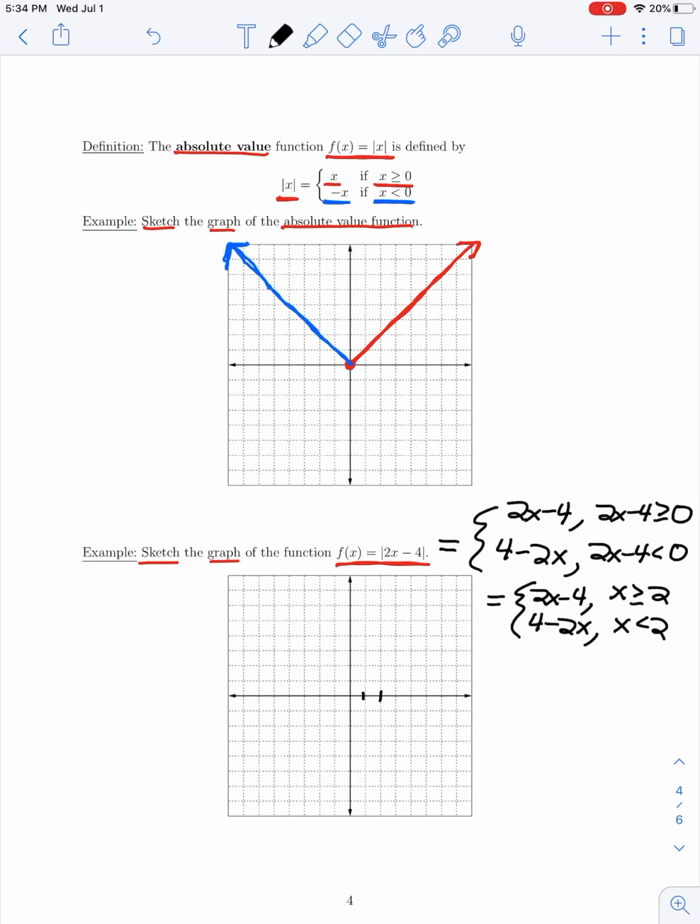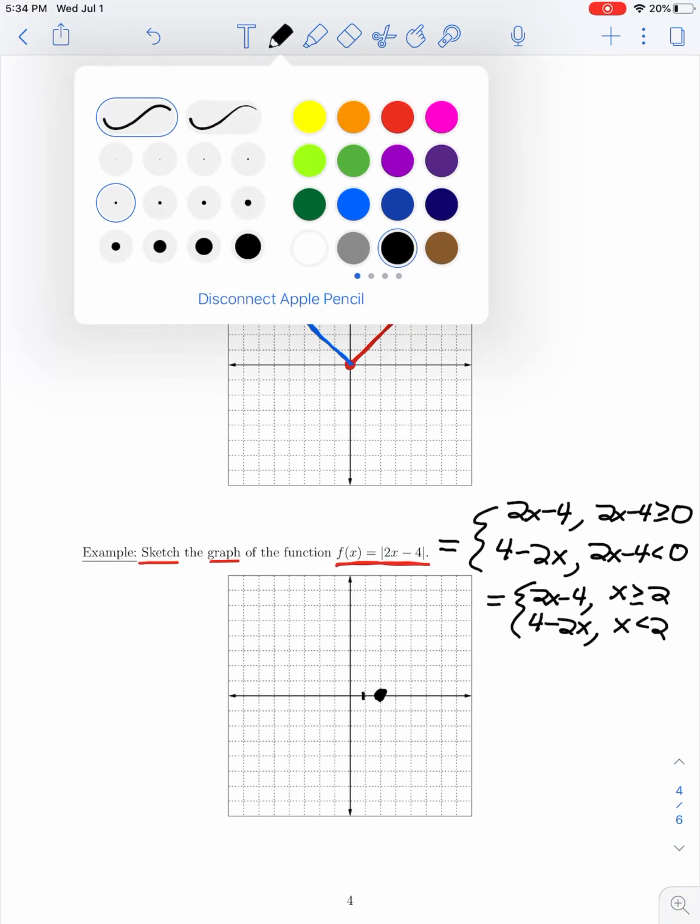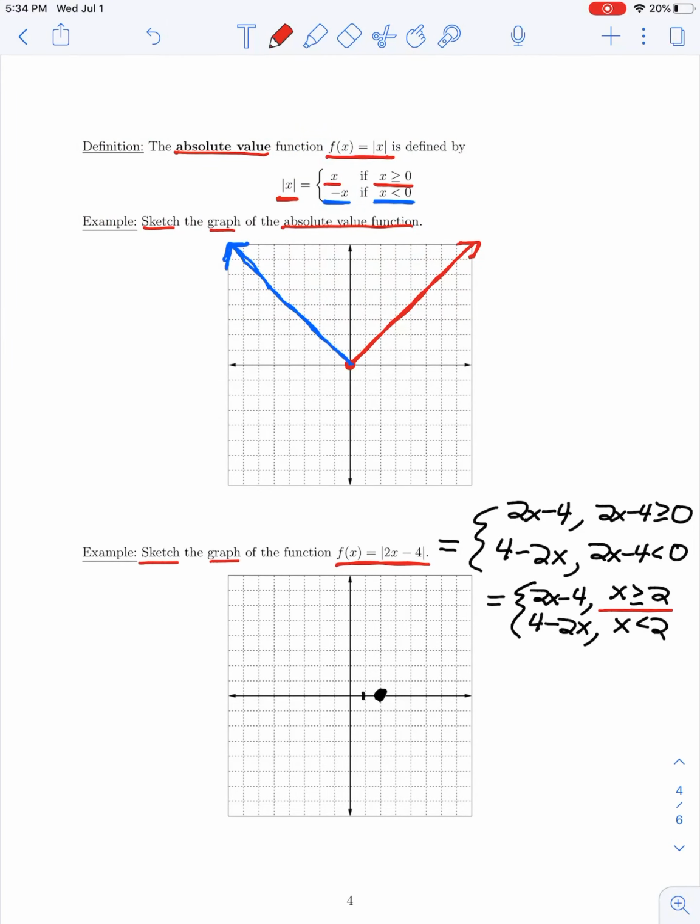So here, when x is equal to 2, we would have 4 minus 4, so our function is passing through (2, 0). And for all values of x which are greater than or equal to 2, we have the line 2x minus 4. So it has slope positive 2, y-intercept negative 4, and is passing through this point. So from here, we can draw a line whose slope is positive 2 for all x which is greater than or equal to that value of 2.